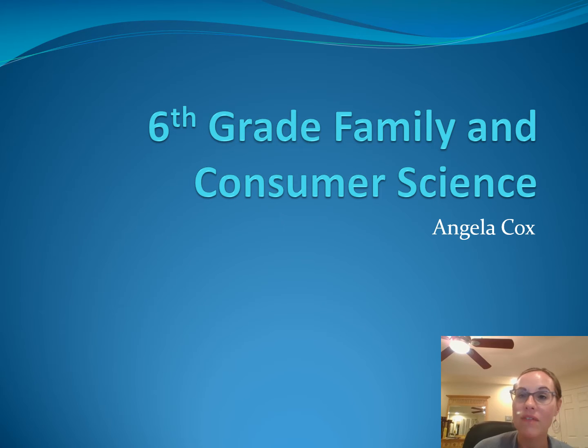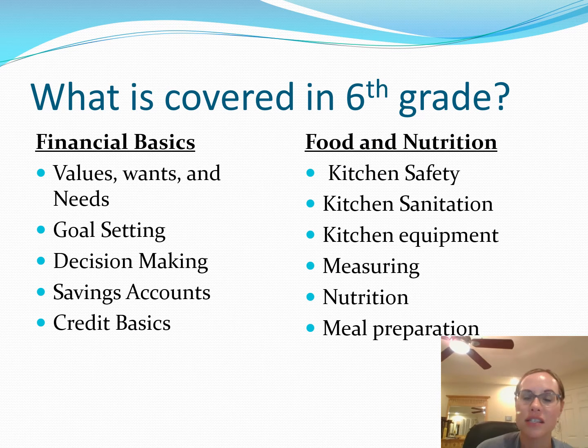In Family and Consumer Science, we do a lot of really fun activities. In sixth grade, we cover two basic units of study. The first is financial basics. The second is food and nutrition. Under financial basics, we talk about values, wants, and needs, goal setting, decision making, especially financial decision making and financial goal setting. We talk about savings accounts, and we talk about the basics of credit, what it is, and how it works. Then we move over to food and nutrition.